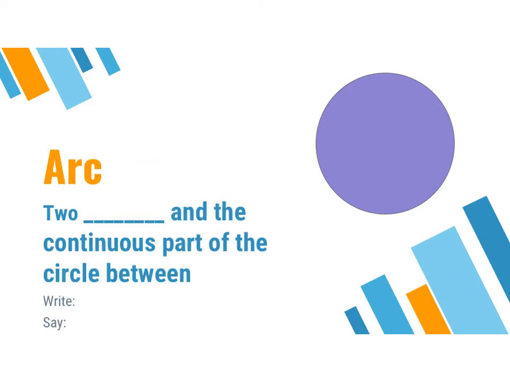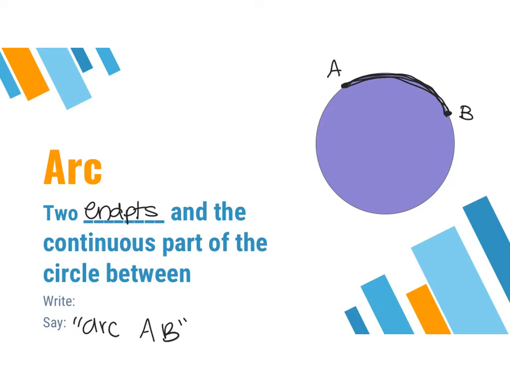An arc is two endpoints and the continuous part of the circle between them. So if I had an endpoint here called A, and I put another point here called B, this section of my circle would be arc AB. We say out loud, arc AB. When I write about it, I have my two endpoints, and I draw a little tiny arc above it.